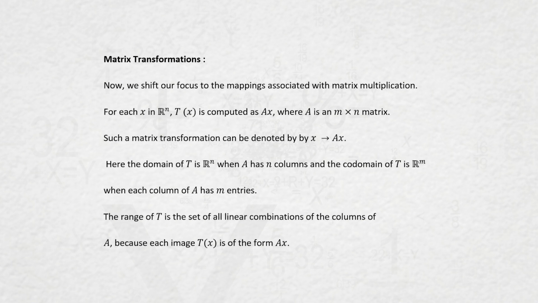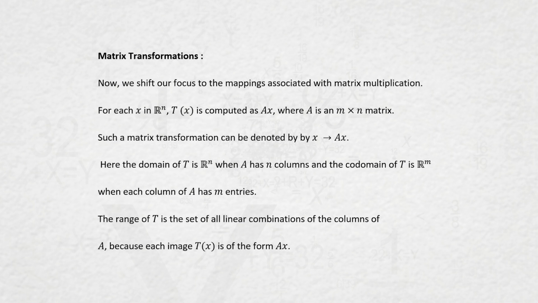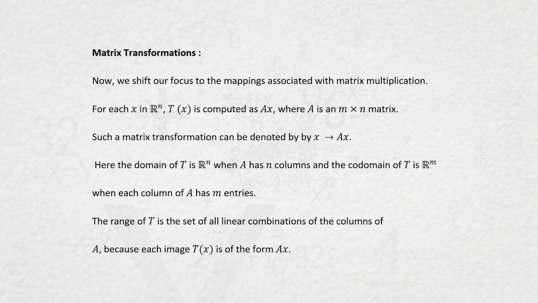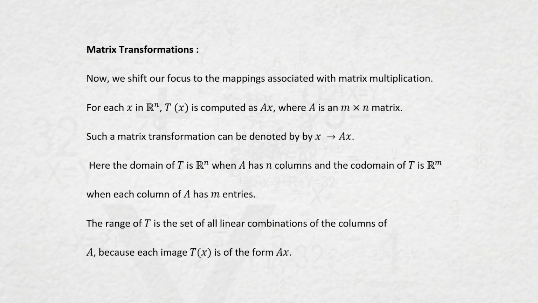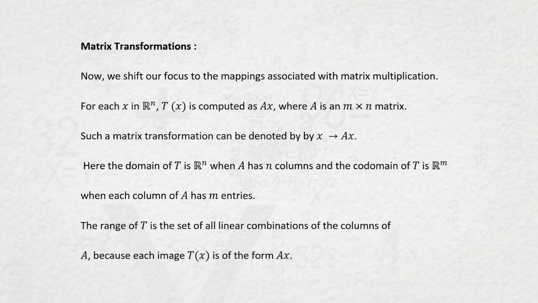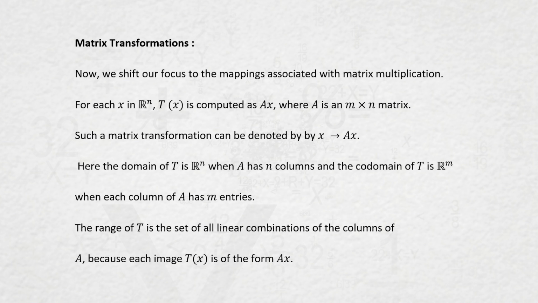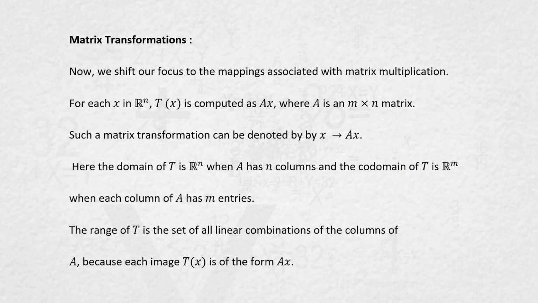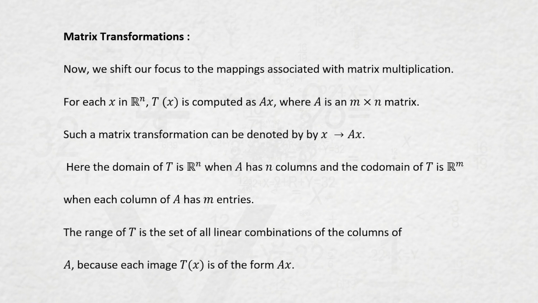Next, we shall discuss matrix transformations. Now, we shift our focus to the mappings associated with matrix multiplication. For each x in R^n, T(x) is computed as Ax, where A is an m by n matrix. Such a matrix transformation can be denoted by x ↦ Ax. Here the domain of T is R^n when A has n columns and the codomain of T is R^m when each column of A has m entries. The range of T is the set of all linear combinations of the columns of A, because each image T(x) is of the form Ax.